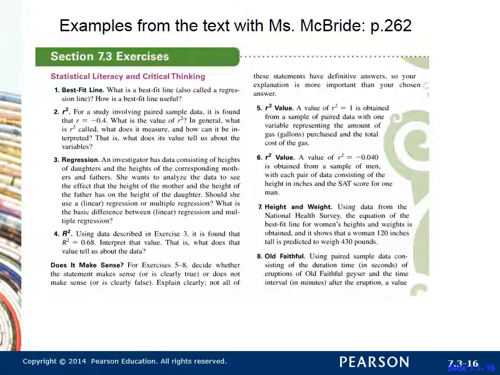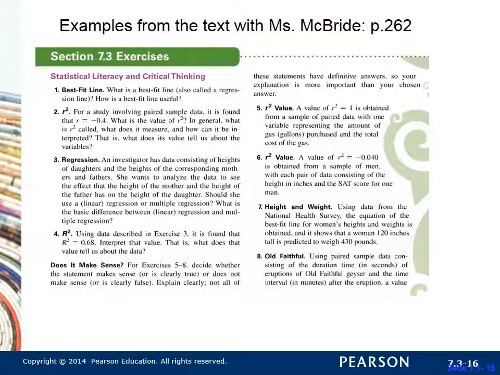Number 3, talking about regression. Our investigator here has data consisting of heights of daughters and heights of the corresponding mothers and fathers. So here I've got 2. She wants to analyze the data to see the effect of the height of the mother and the height of the father. So I need a multiple regression because I have 2 explanatory variables. So she should use the multiple regression.